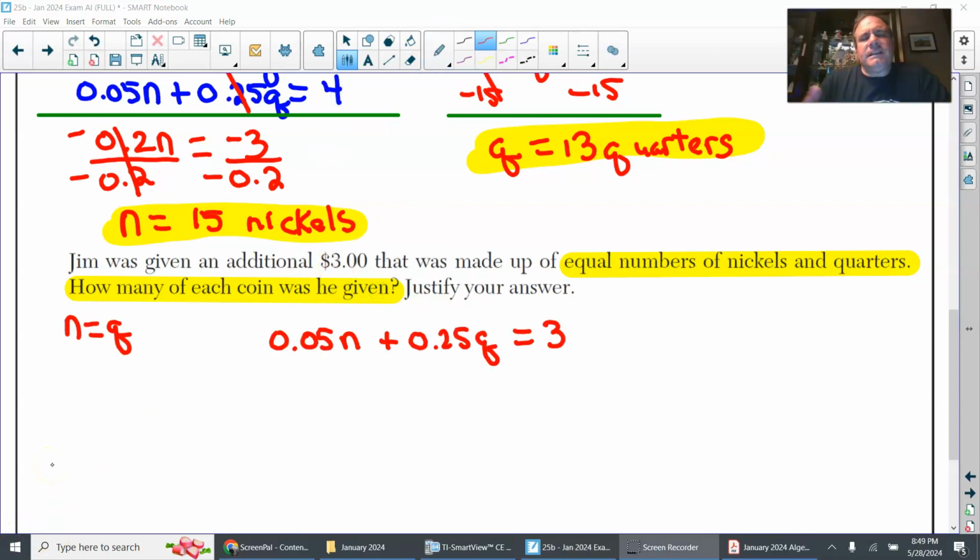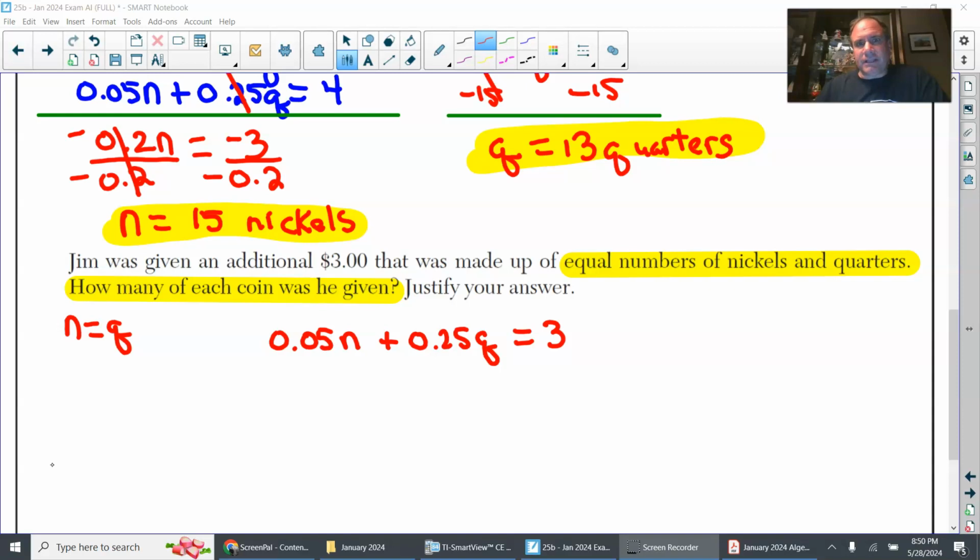So this question is what you see of it. Jim was given an additional $3 made up of an equal number of nickels and quarters. So it's just an equal number. It equals $3. So you could do a guess and check, trial and error, where you could see exactly how many nickels and quarters you can get. And remember, it has to be the same amount, and it has to equal $3. So I'll start with like 10 or something like that.